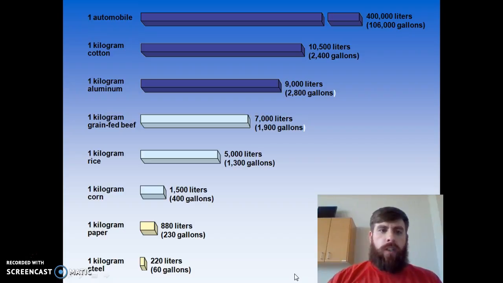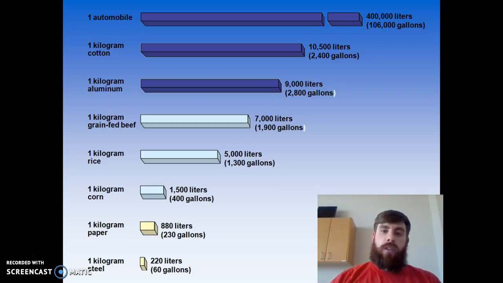Also, producing aluminum. When it talks about producing aluminum, that's actually from raw materials, from mining all the way to a usable product. You can see 2,800 gallons for 1 kilogram. That's 1,000 grams of aluminum, which is not very much. It needs that much water. This is why recycling aluminum is really important, because it takes less than half that amount of water to produce 1 kilogram of recycled aluminum. We'll talk about that later on, when we talk about resources.